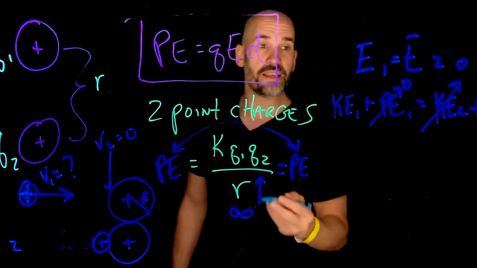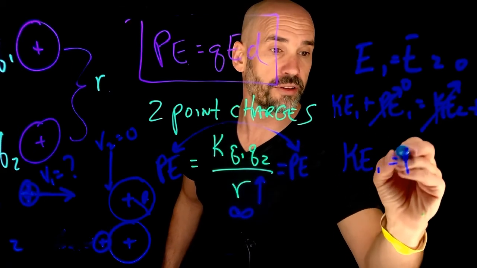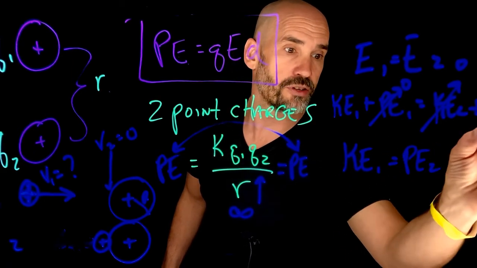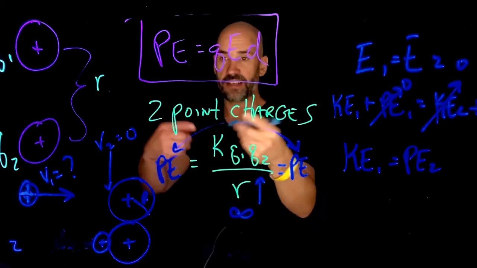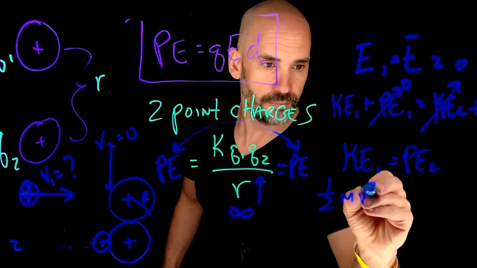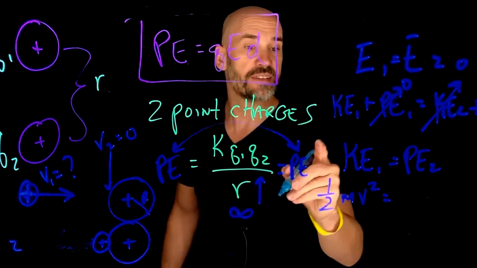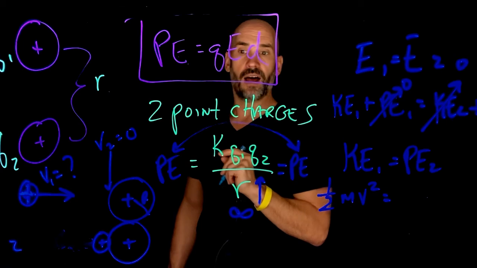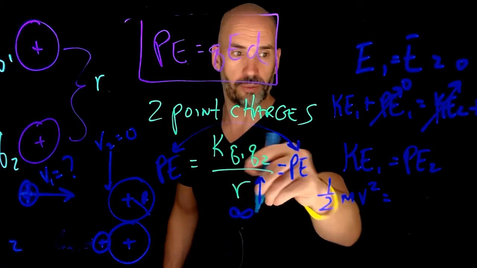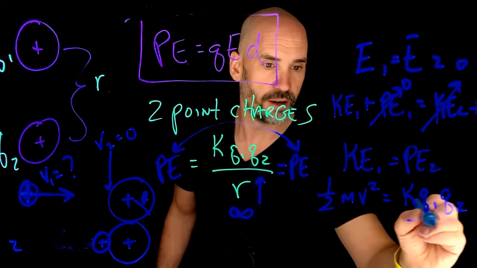Yeah. So basically, this becomes a problem of the initial kinetic energy must equal the final potential energy. All right. Well, what is the initial kinetic energy? Obviously, it's 1/2 mv squared, right? And what is the potential energy? Well, we get that from this formula, K Q1 Q2 over R.